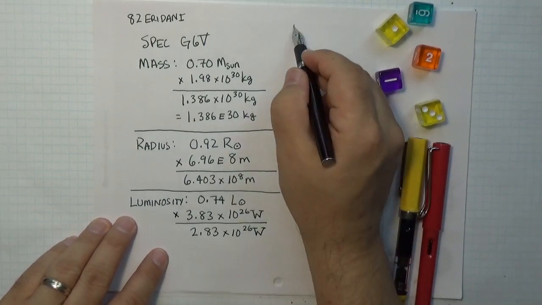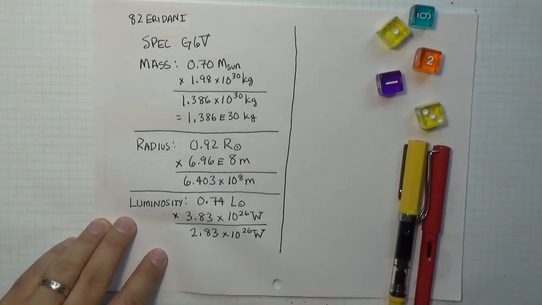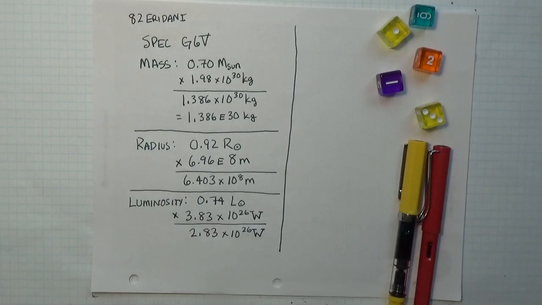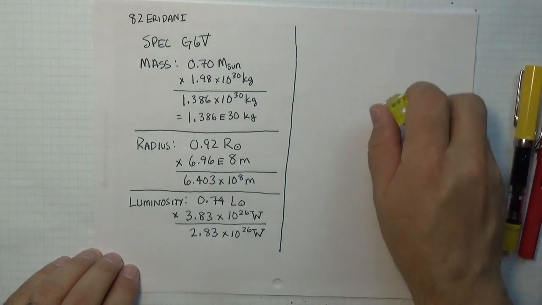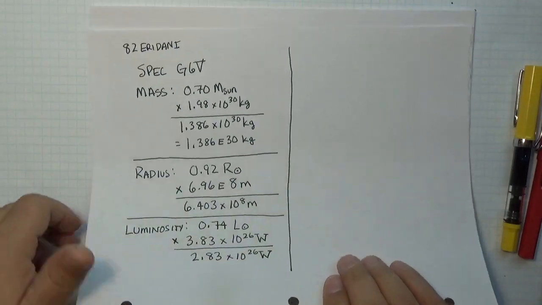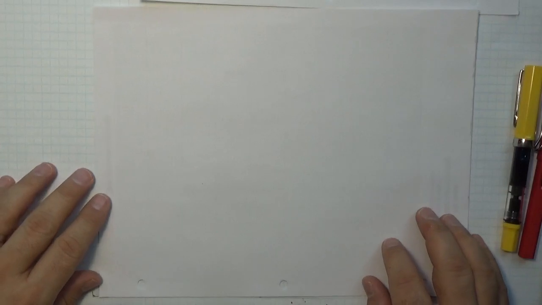Okay? So those are all my values for my star, and we will use them as part of our calculation as we go through the exercise. I'm going to set those aside, and I will keep them handy so that I can look at them. Now, the next thing you're asked to do is to calculate the location of the habitable zone.